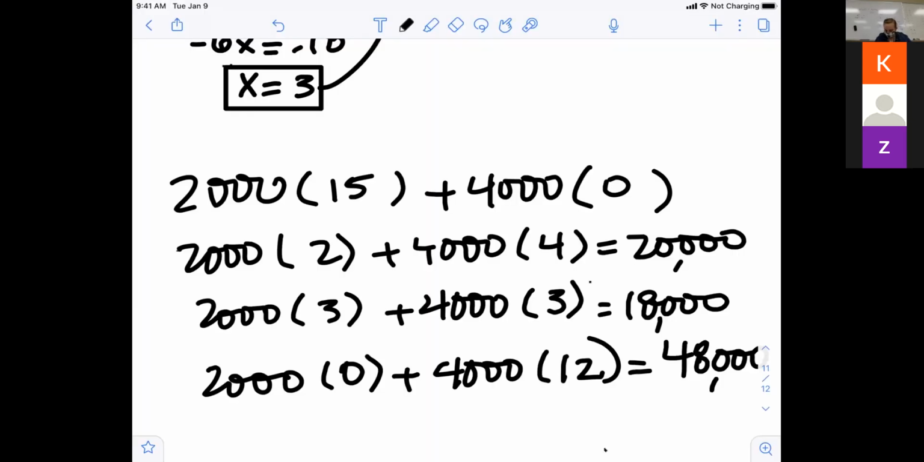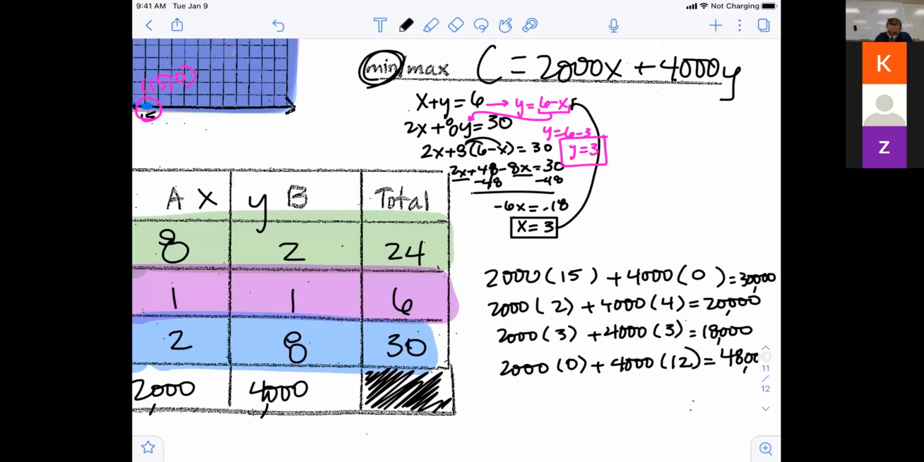Those are all right. Now our goal was to minimize our cost. Which answer is the best answer if we're going to minimize our cost? Which point that we plugged in gives us the smallest cost? 3, 3, right? That was the smallest one. 18,000 is the best answer. So my answer here is going to be the 3, 3. Now we have to think about what that means and write a sentence to describe that.